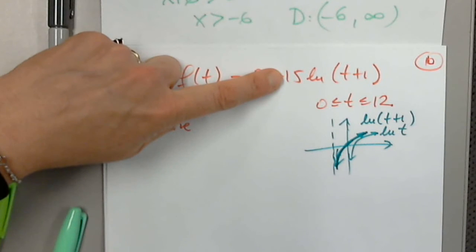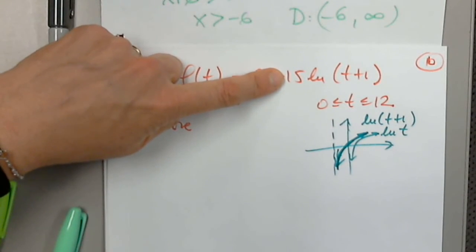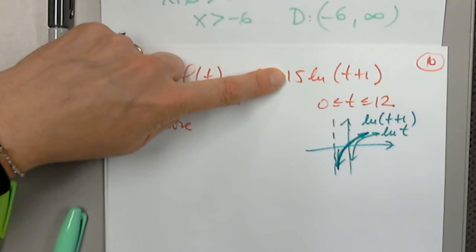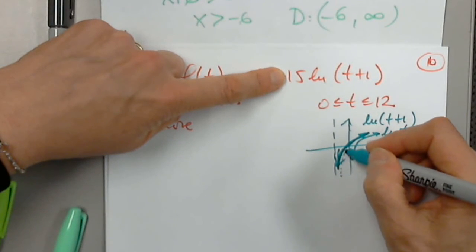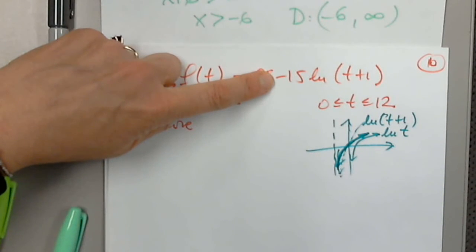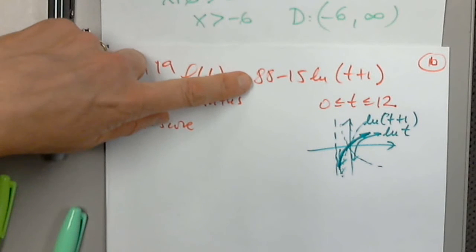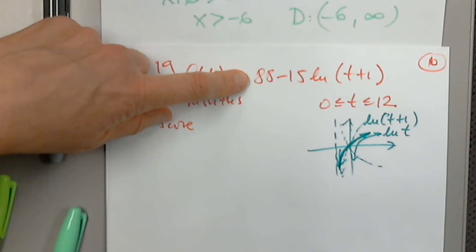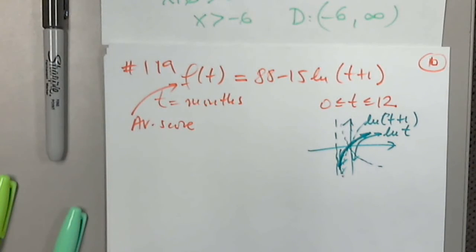Then I have to multiply by 15. What will happen to this graph when I multiply by 15? Which transformation is that? Stretching. Yes. Vertical stretching. Very good. Factor of 15. And then I have a negative. Reflect. Very good. And then I have up 88. So from 0, it starts at 88.